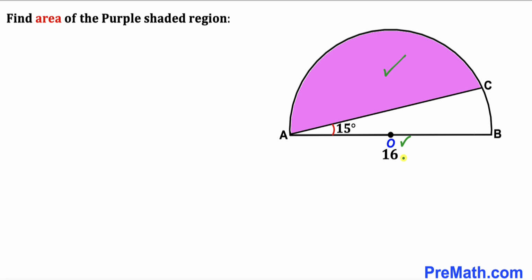We have this purple shaded region fully confined in a semicircle with the center O, as you can see in this diagram, such that this angle of inclination CAB is 15 degrees. Moreover, the diameter of the semicircle is 16 units. Now our task is to calculate the area of this purple shaded region.